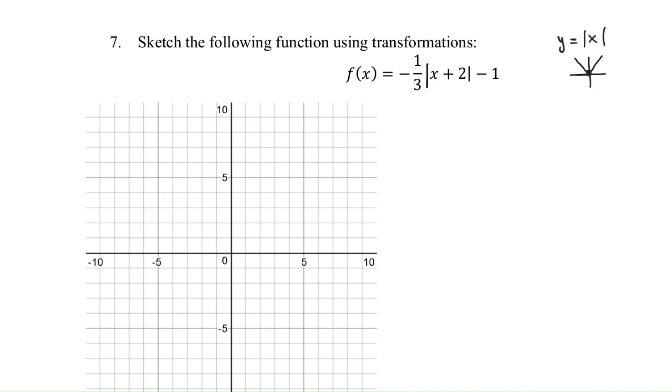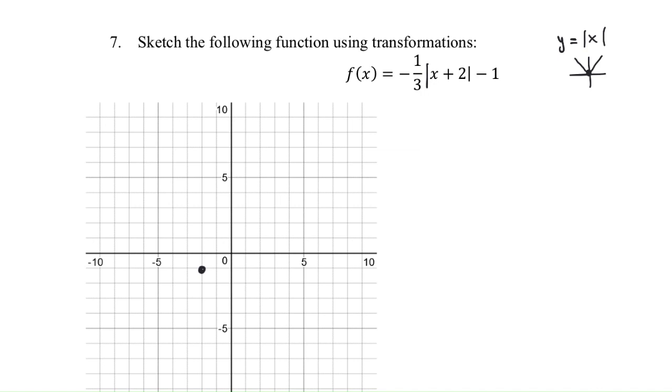So let's first address where this vertex is going to be. It moves to the left 2 units and down 1 unit. So left 2, down 1 puts it right here. So there's the vertex. And it is going to be flipped upside down, so the V shape is going to be upside down like that, but we need to also account for the vertical compression because of the 1/3 that's multiplying it.